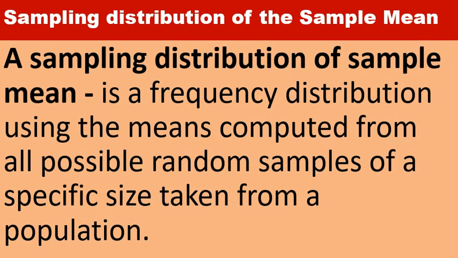A sampling distribution of the sample mean is a frequency distribution using the means computed from all possible random samples of a specific size taken from a population.